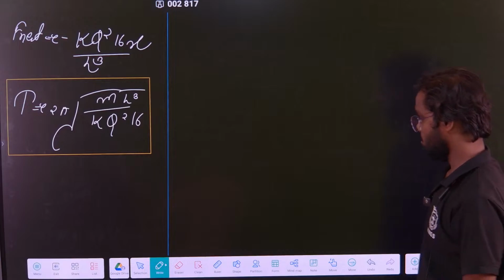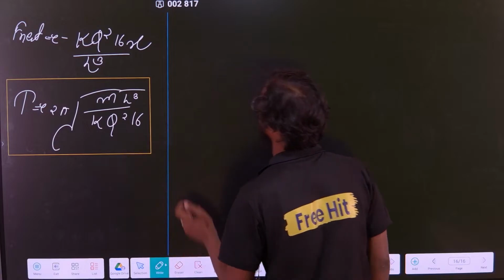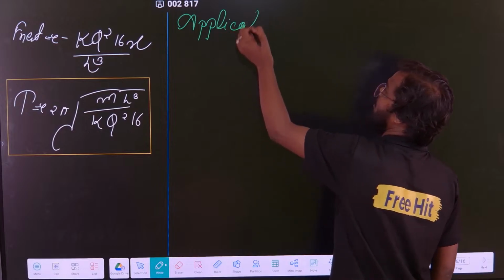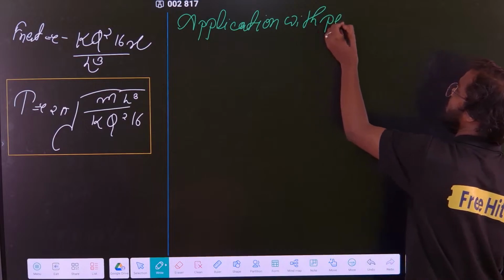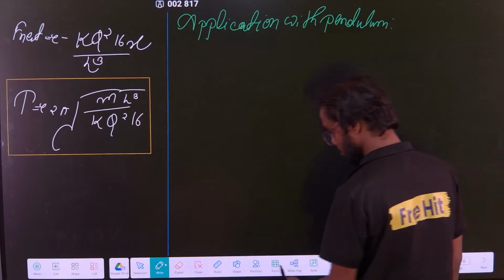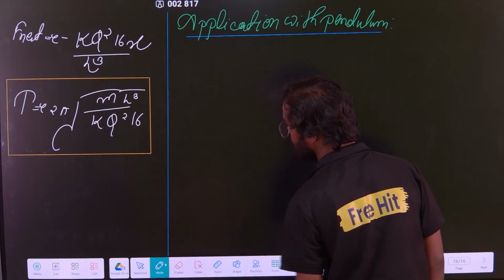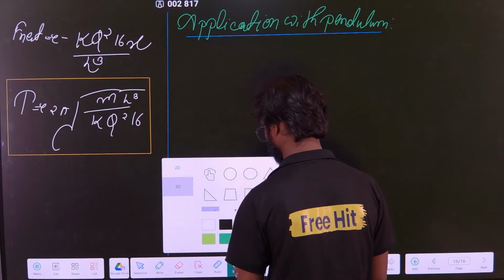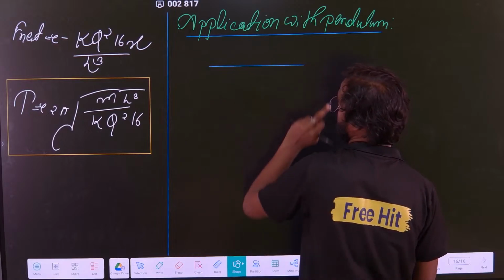Clear? So let us see some applications with the pendulum also. Some of the applications with pendulum. Okay, application with pendulum. Clear? Okay, so let us take one pendulum.